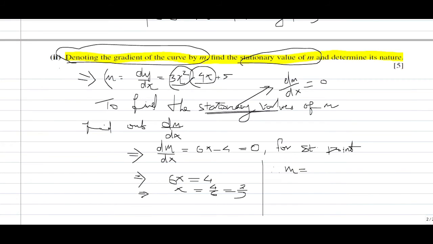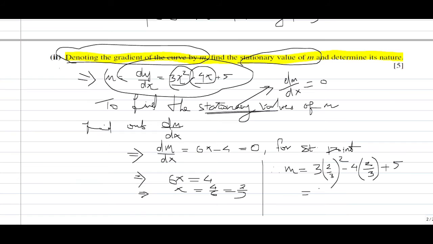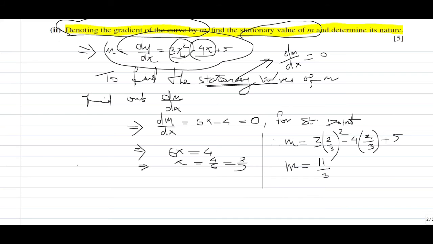Next task is to find the value of m. For that, substitute x in the equation of m. We get 3 times (2 by 3) squared minus 4 times (2 by 3) plus 5. On simplification, we get m is equal to 11 by 3. That's the value of m.